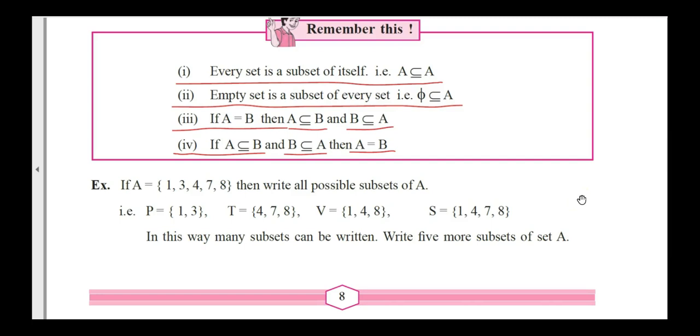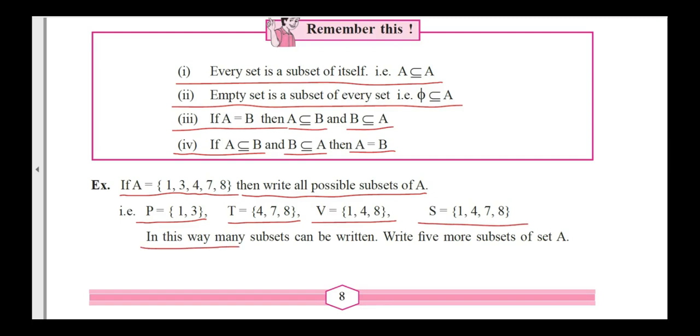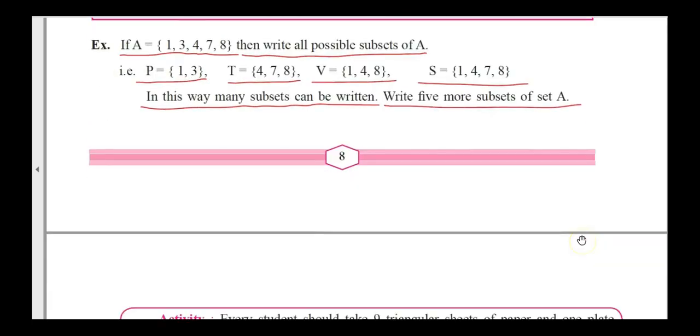Now next example. If A = {1, 3, 4, 7, 8}, then write all the possible subsets of A. Now these are the subsets: {1, 3}, next is {4, 7, 8}, then {1, 4, 8}, and {1, 4, 7, 8}. In this way, many subsets can be written.